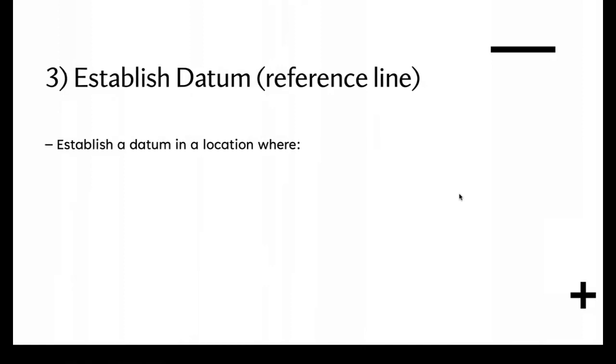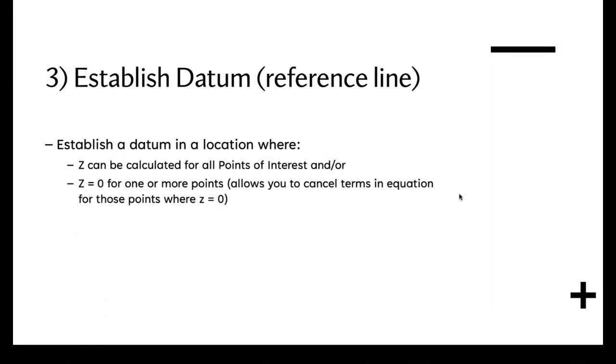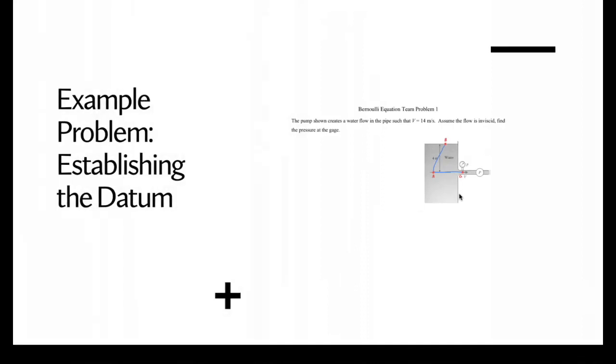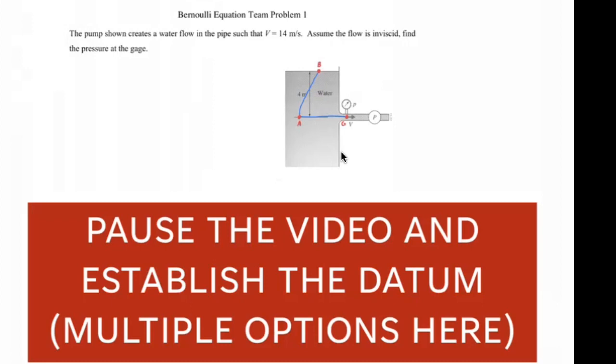Next, you want to establish a datum, which is essentially a reference line. You want to establish this datum in a location where Z can be calculated for all points of interest and/or Z equals 0 for one or more points, because that would allow you to cancel the hydrostatic pressure term in the equation. So now we're going to work on establishing the datum. Pause this video and establish the datum. There are multiple options here. I chose to establish my datum going straight through points A and G, since we see that this distance right here, the 4 meters, is known. So now we know ZB is 4 meters, and Z for A and G are both 0. So we get to cancel out that hydrostatic pressure term for points A and G.